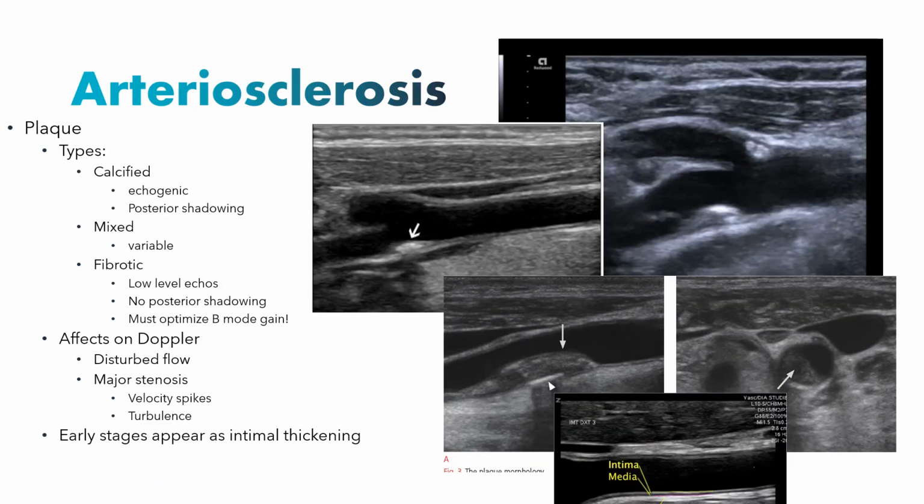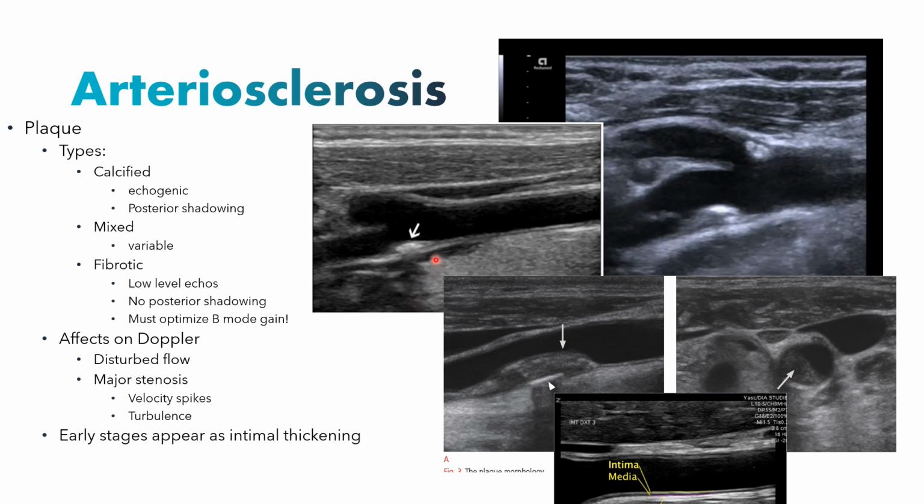So obviously some of the main things you're going to see or be looking for on your point of care vascular scanning would be plaques in the arterial system. So we have different types of plaques. Probably the most obvious and easiest to identify is going to be your calcified plaque, which you see here. These will be echogenic or bright, and they're going to have some posterior shadowing off of them.